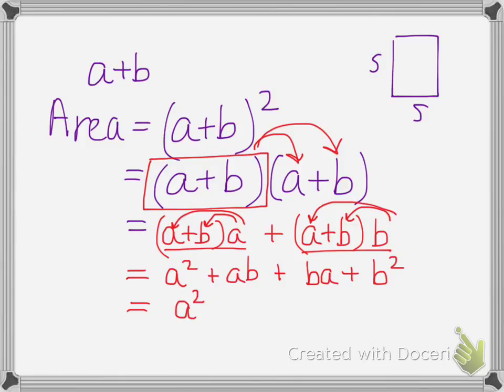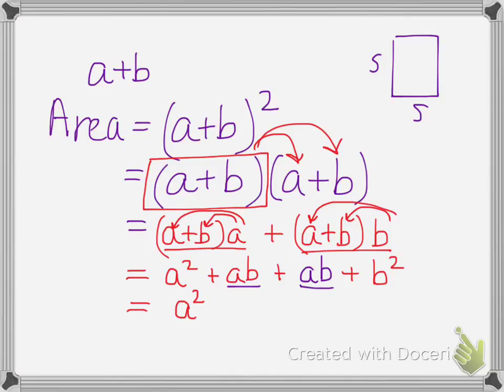Now let's look carefully at these two terms in the middle. I have AB and BA. Notice those are really the same thing. I could rewrite this BA as A times B, because B times A and A times B are the same number. They're the same quantity. So I have an A times B and another A times B. So I can rewrite that.